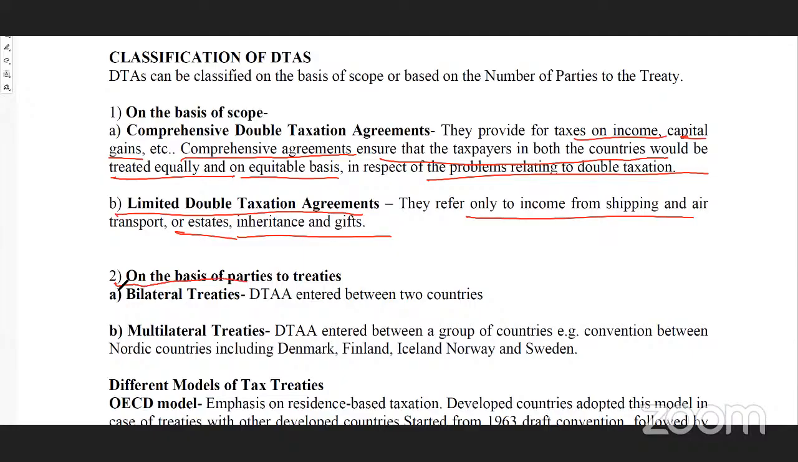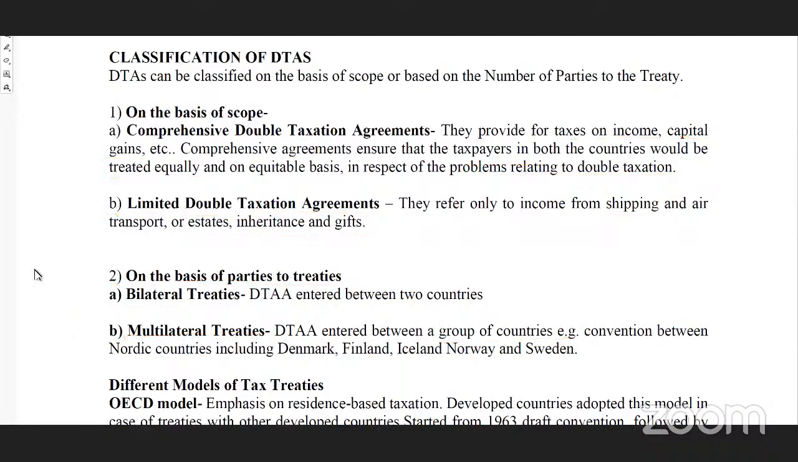Then we can also categorize DTAs based on the number of parties in the treaty. So it can be bilateral, which means that it is entered between two countries. And then we have what? Multilateral DTA. So multilateral is between a group of countries, more than two countries. An example is the convention between the Nordic countries: Denmark, Finland, Norway, Sweden, and Iceland. Okay, so those are the categories of DTA.